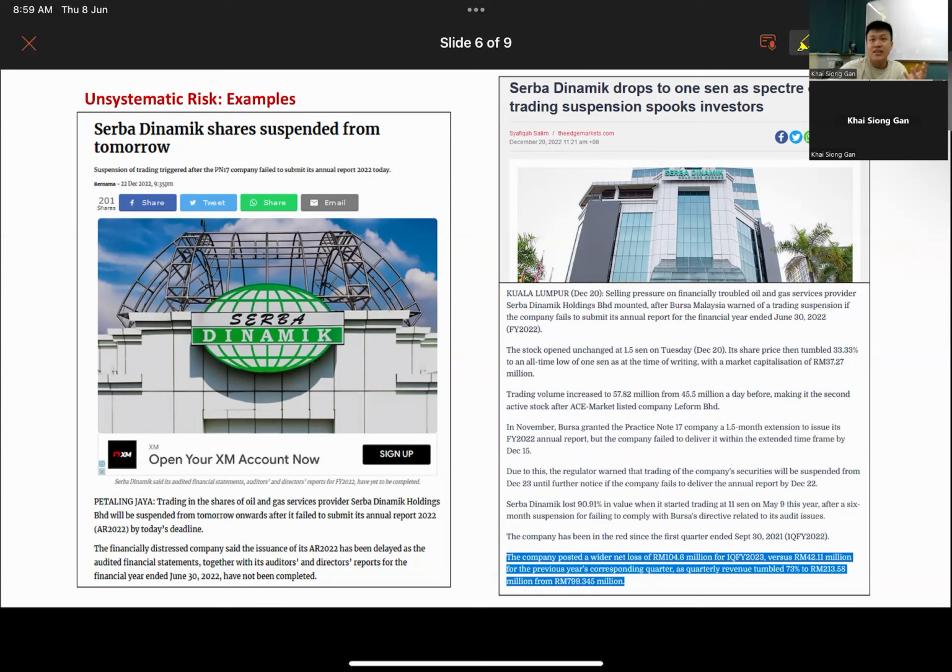But that's what we call unsystematic risk, because before this they already had red flags. They were making great losses, and at the same time, there was a lack of transparency. Until last year, it was announced that they were not able to publish the annual report. Then that's when it got suspended. So if you invest in this company, you got in trouble. When you invest in this kind of high risk company, it does not give you high returns because that is not a systematic risk.